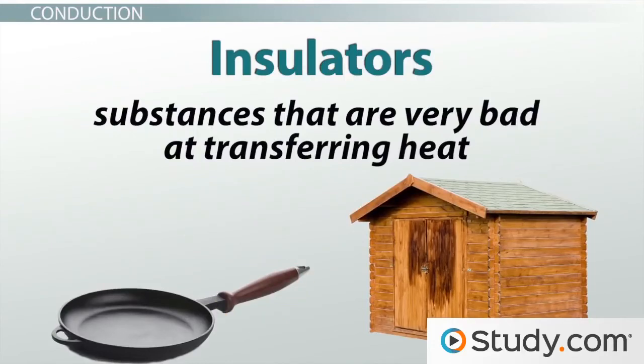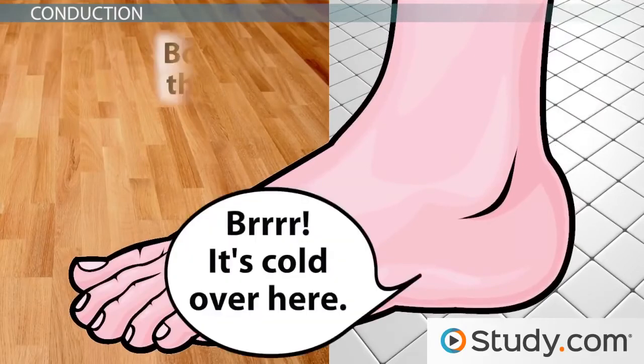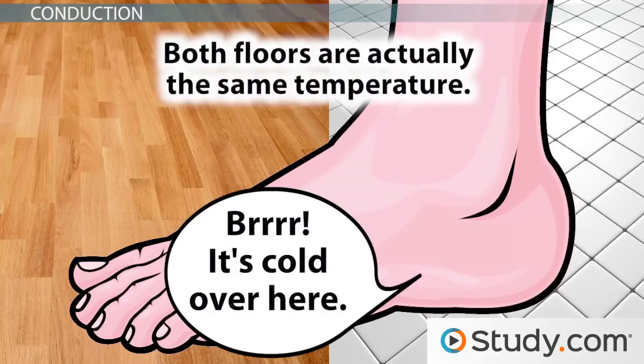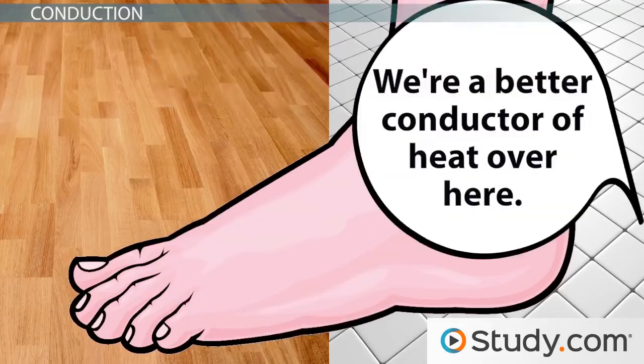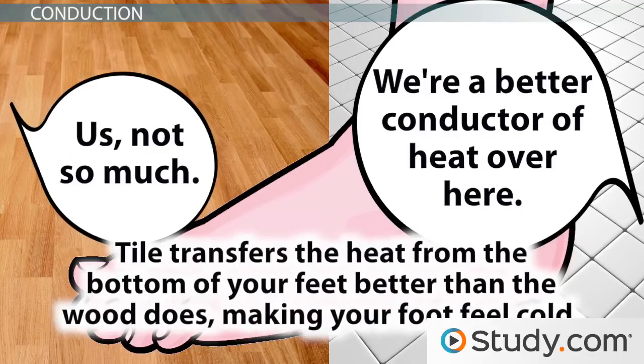If you have an area in your house where wood floor meets some tile, put a bare foot on each one. You'll find that the tile floor feels cooler, but both floors are actually the same temperature. The tile is a much better conductor of heat than the wood, so it transfers the heat from the bottom of your feet better than the wood does, making your foot feel cold.